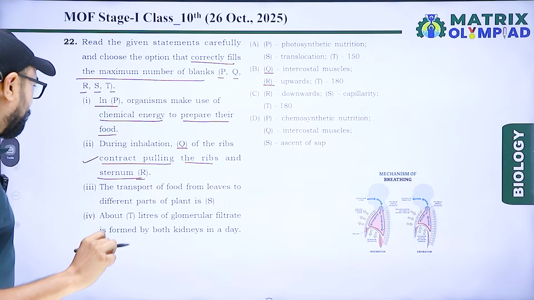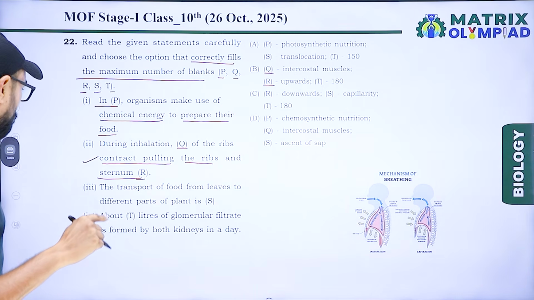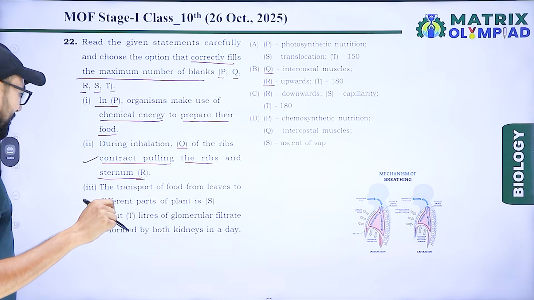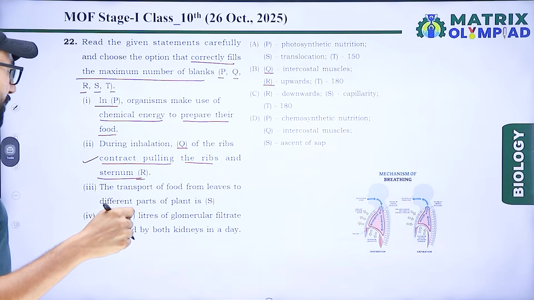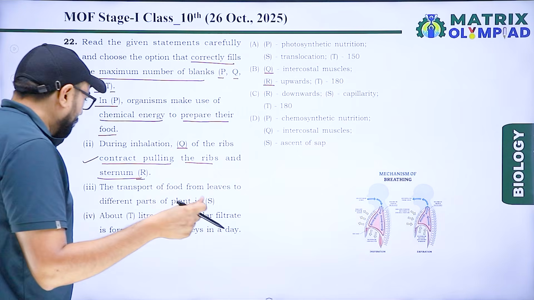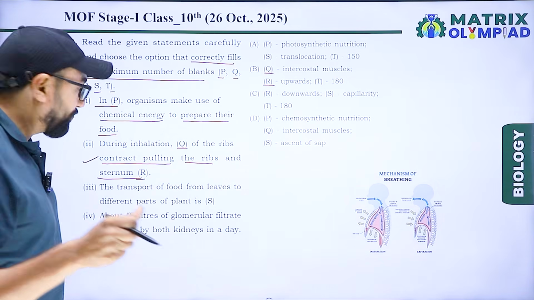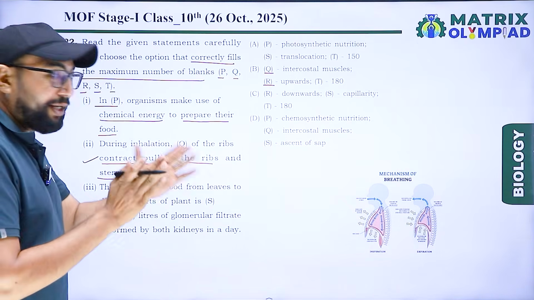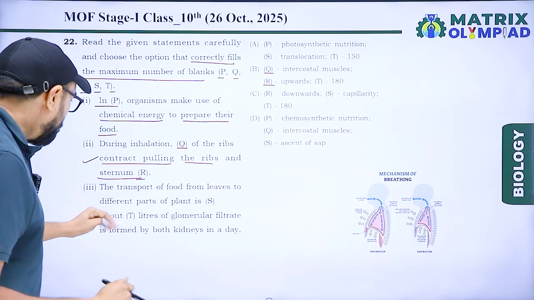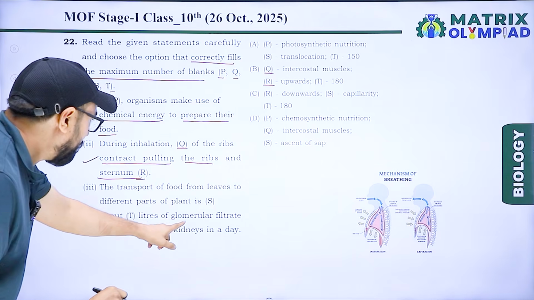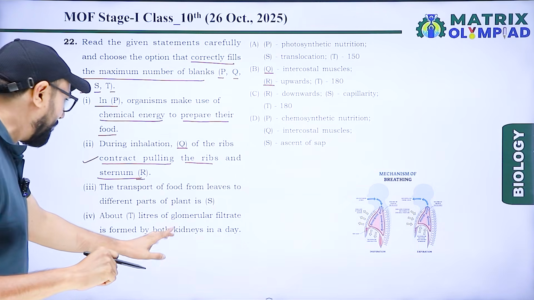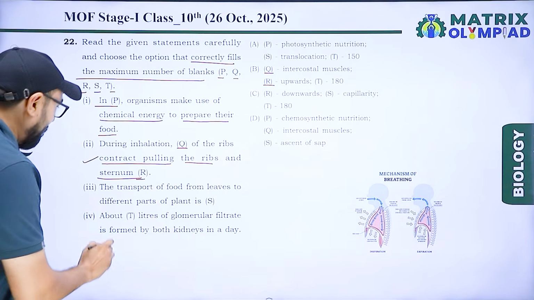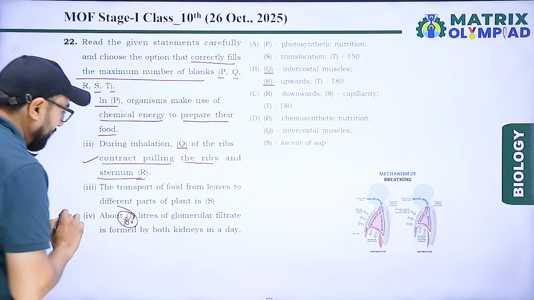The transport of food from leaves to different parts of the plant is S. Ascent of sap is the transport of liquid material, but that is not true, completely not true. About T liters of glomerular filtrate is formed by both kidneys in a day: 180 liters, that is right for T.